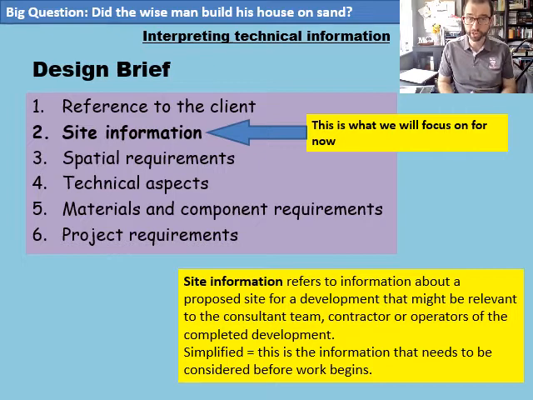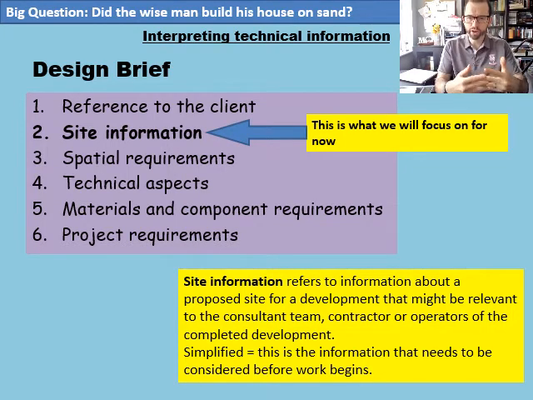So we're going to look at site information now. This is what we're focused on for the time being. So it refers to actually understanding where development's going to take place. What are the problems with that area? Is there anything that needs to be considered? For example, there isn't actually a driveway.